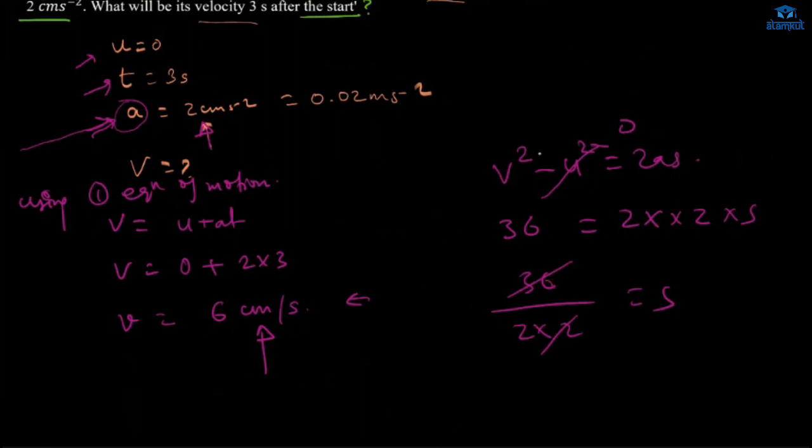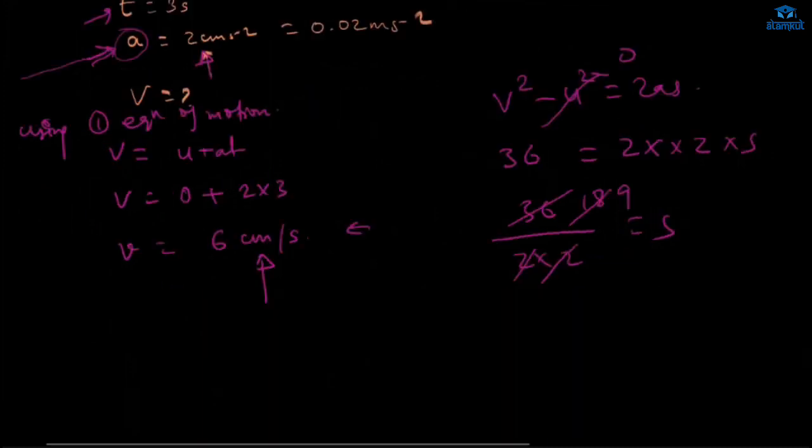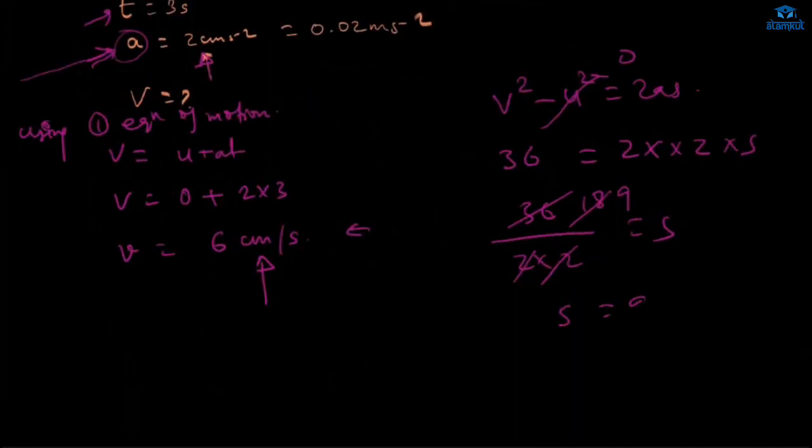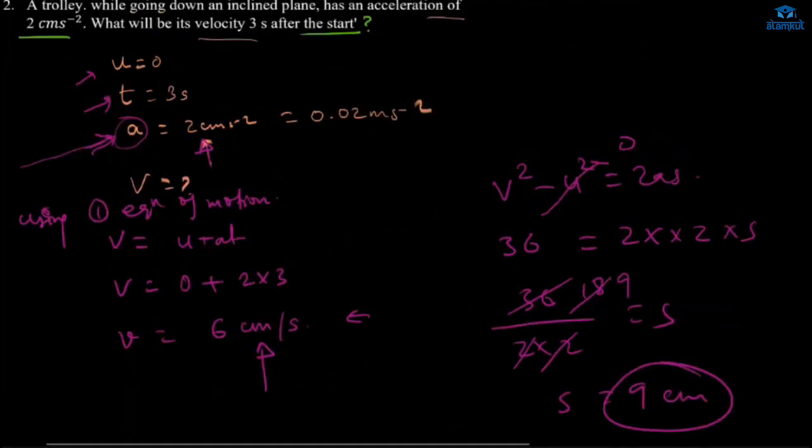So 2 into 2 is 4, and 36 divided by 4 cancels to 9. So s will be 9 centimeter. Don't write it meter, centimeter. Why? Because it's in centimeter.